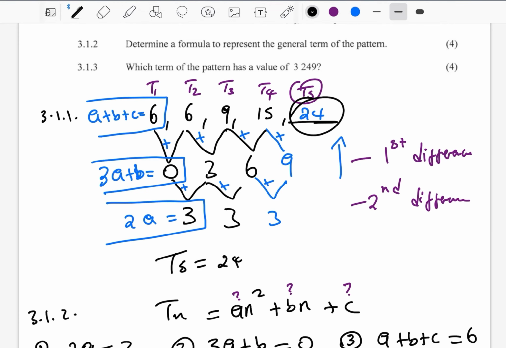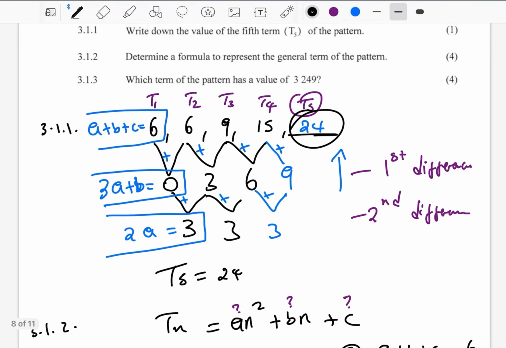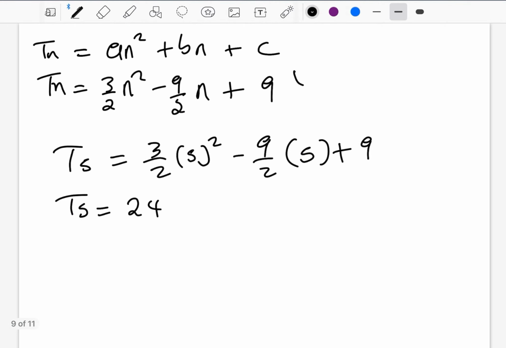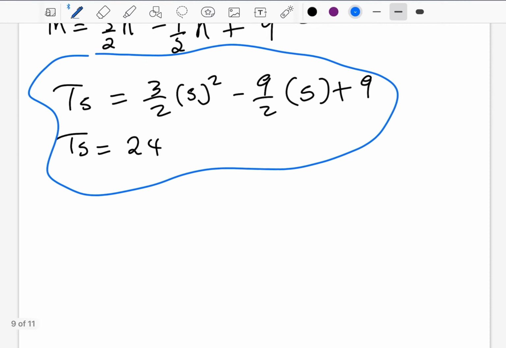T5 is 24. So if you're given this information the way we've been given in 3.1.1, this is what you're going to use. Now let's say you already calculated the general term, then you can just quickly substitute it in your general term and get the answer. Make sense?